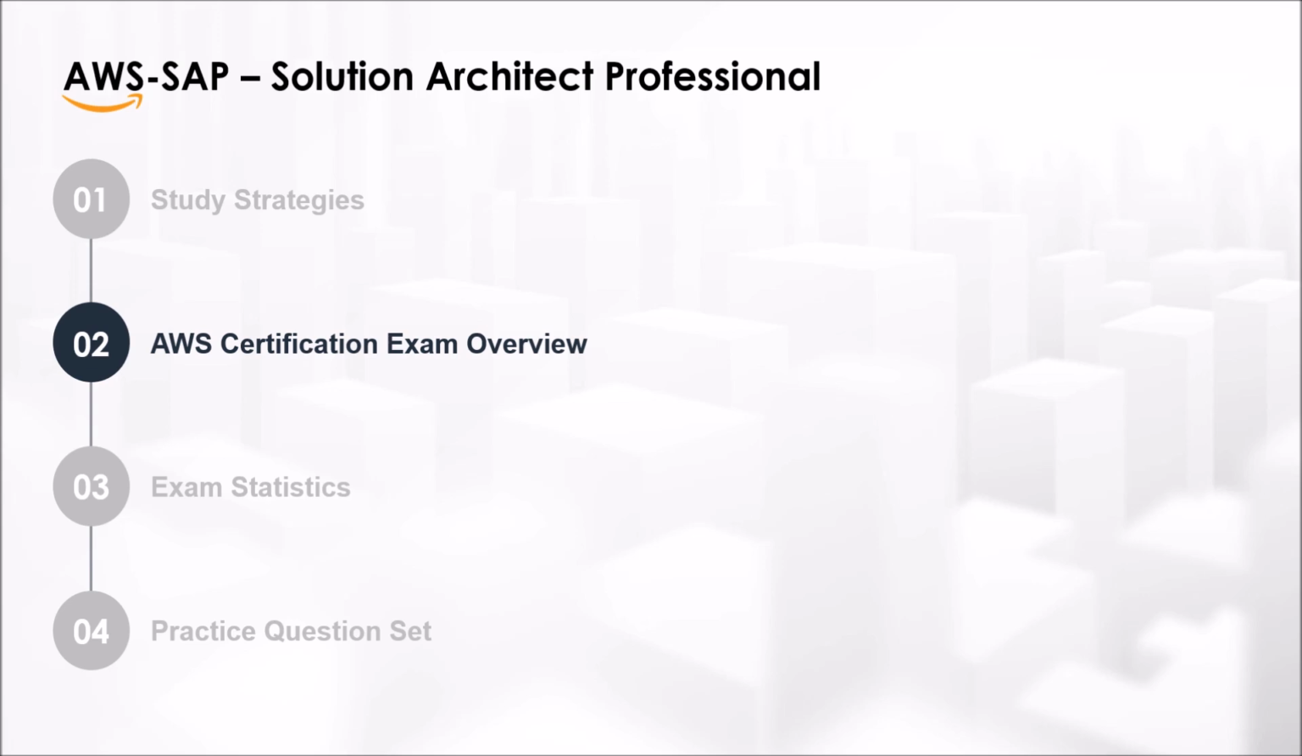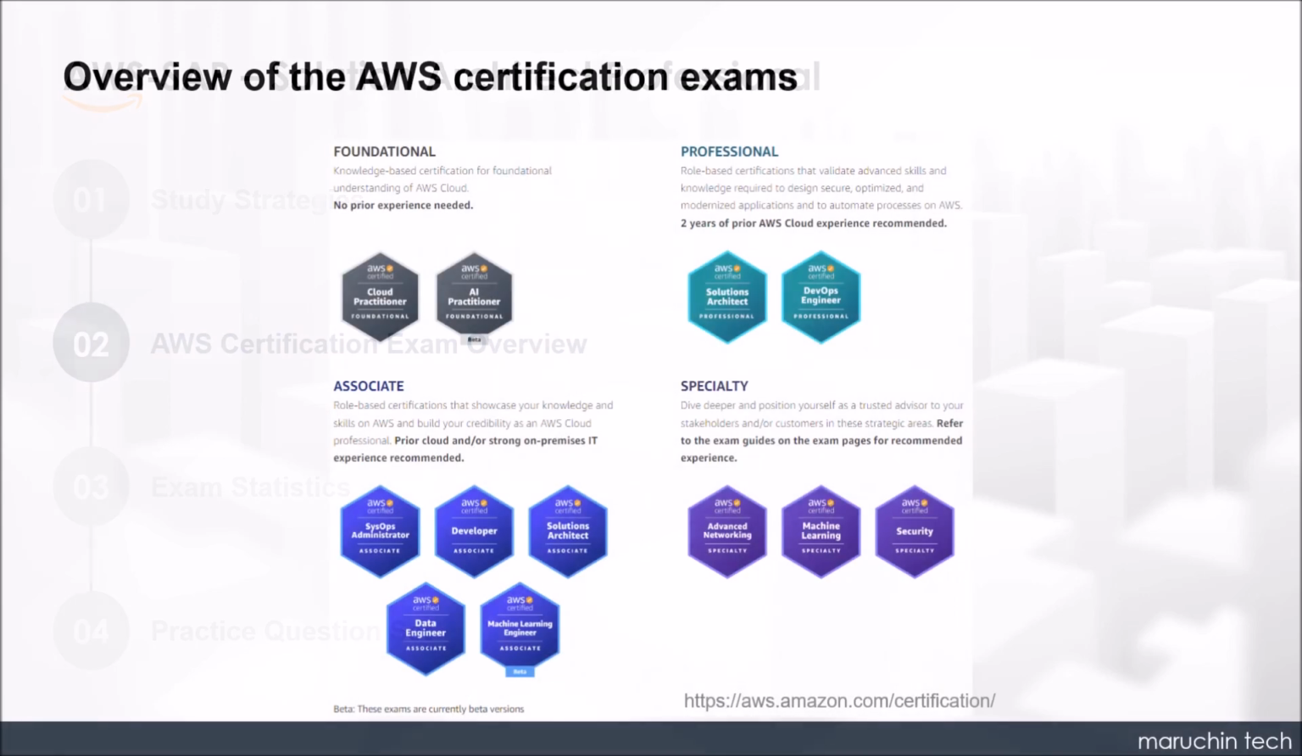Next, I'm going to introduce the exam overview. And here is an overview of the AWS certification exam. As previously mentioned, AWS certification exams are offered at three levels: foundational, associate, and professional. Currently, there are no prerequisites for taking these exams, which means you can take them at any time based on your experience and skills. For example, you can take a professional level exam without holding an associate certification.